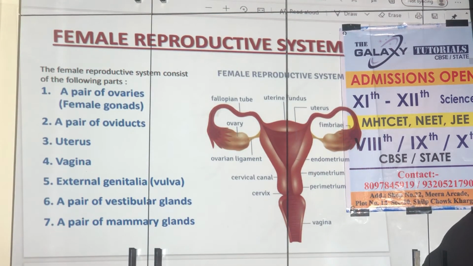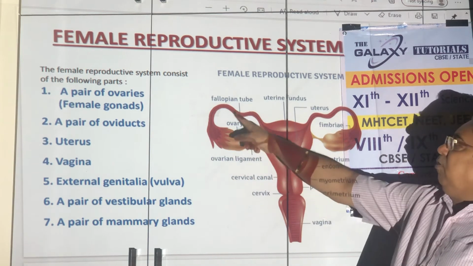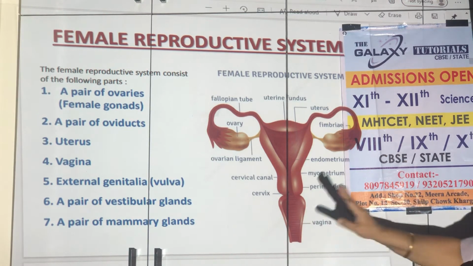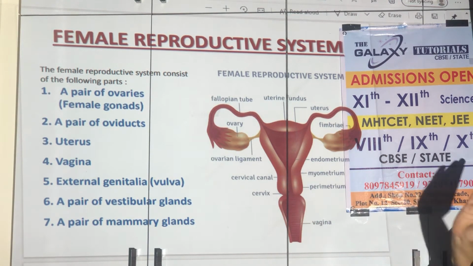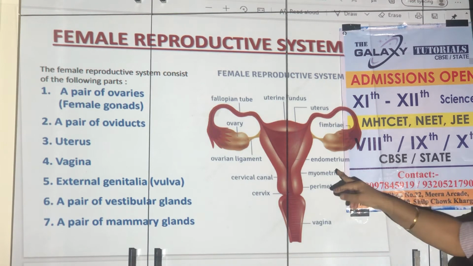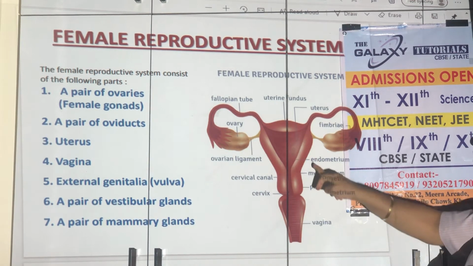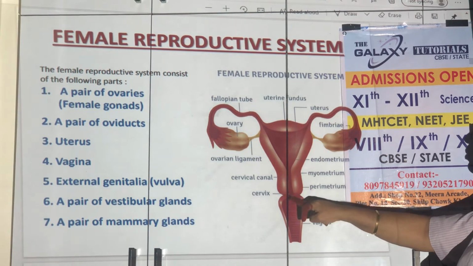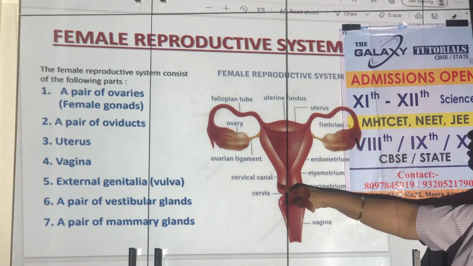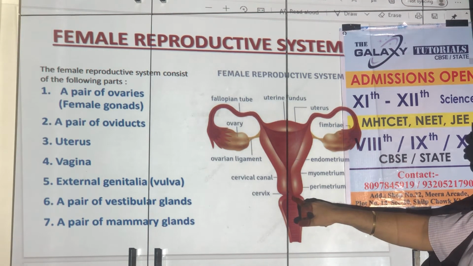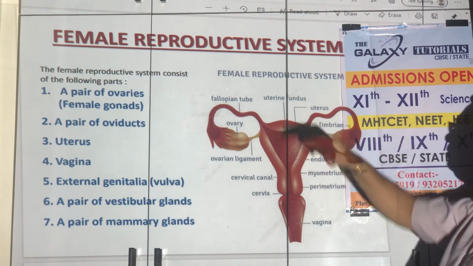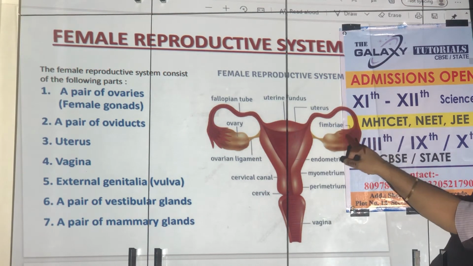Female reproductive system: a pair of ovaries, a pair of oviducts, uterus, vagina, external vulva, vestibular glands and mammary glands. Please have a look. The uterus has endometrium, myometrium, perimetrium: inside, middle, outside. Learn the names for CET. The passage in the uterus is called the cervical canal. The cervix is the mouth of the uterus, and below that is the vagina. And the body of the uterus is called the fundus. The oviduct has finger-like processes, fimbriae, the fallopian tube.